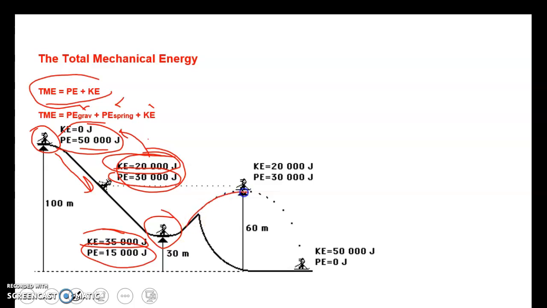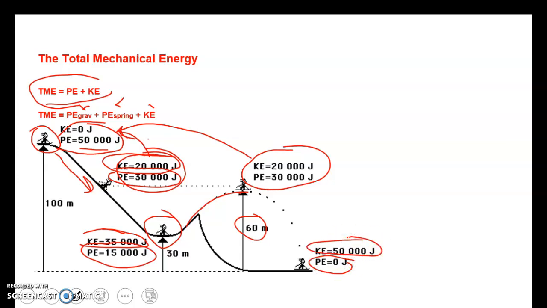When the ski jumper's in the air, 60 meters above the ground, you have a kinetic energy of 20 and a potential energy of 30, but we know those two added together will still equal 50. And then at the very bottom, when the skier lands, potential energy is 0 because you're on the ground, so kinetic energy has to be 50,000 joules. But throughout the whole process, total mechanical energy is conserved. Okay? Is conserved.